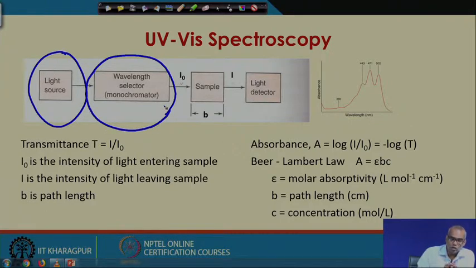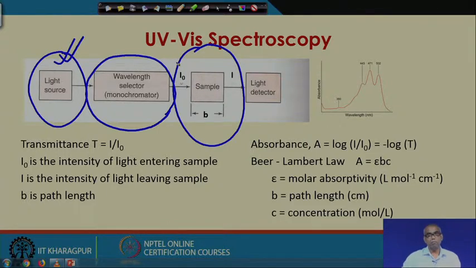the wavelength, you choose a single wavelength light from this light source. So, you have a light source for generating UV light and visible light, and then wavelength selector or monochromator is choosing a light of single wavelength. Now, this light passes through the sample.